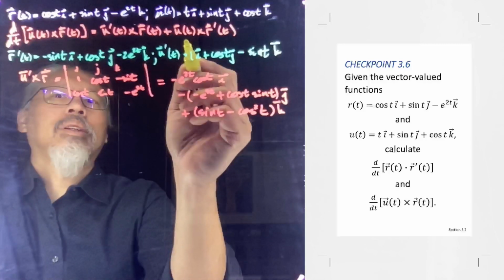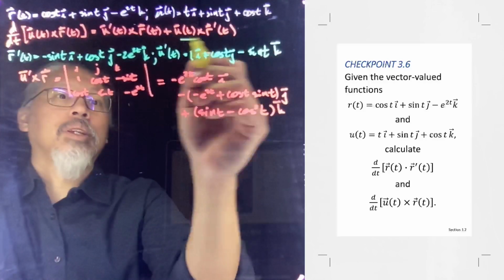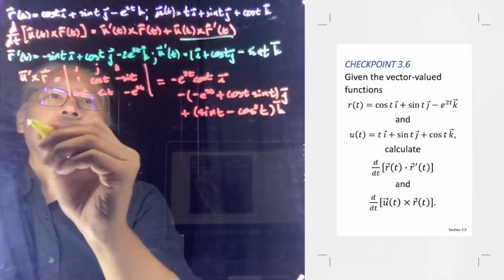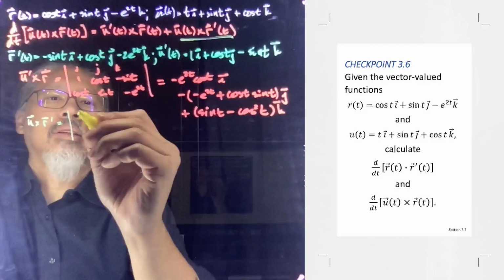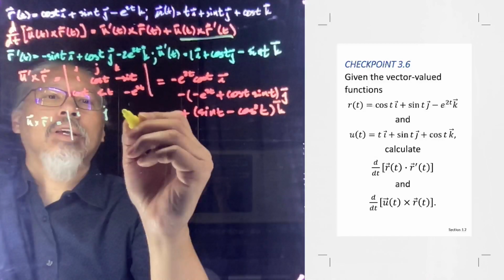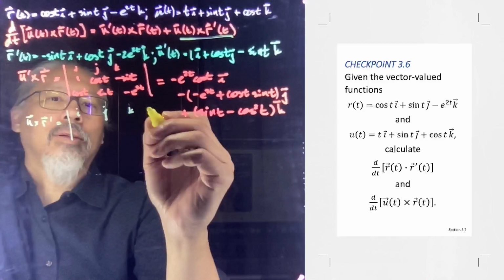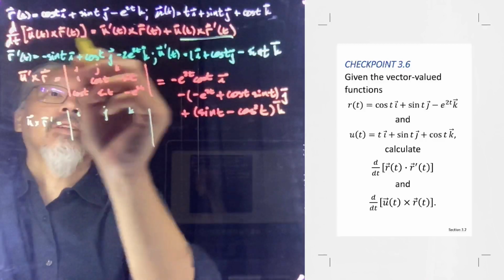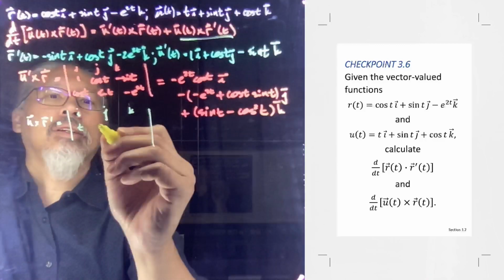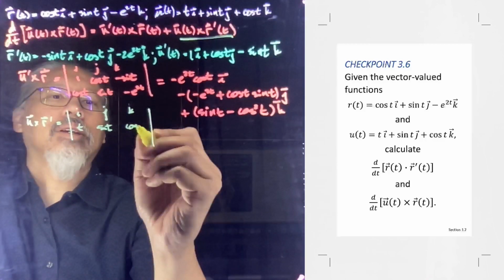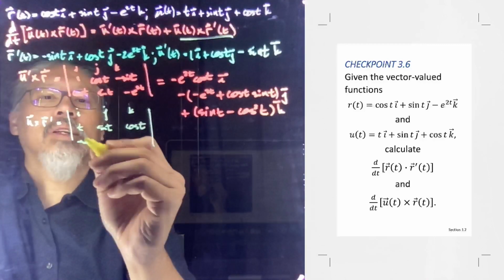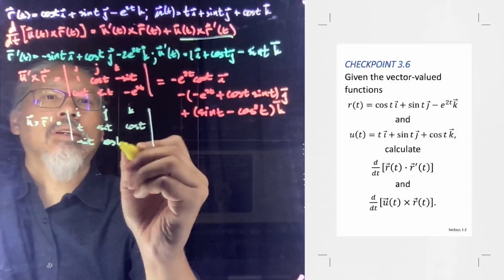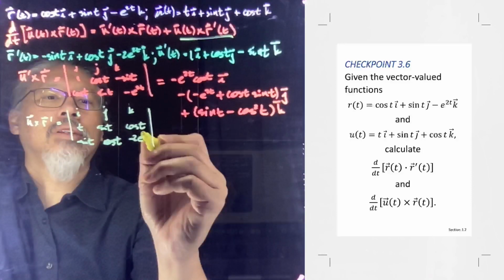The next one is going to be u cross r prime, and again start off with the i, j, k, and the u vector is t, sine t, cosine t. The r prime vector we found over here: negative sine t, cosine t, negative 2e to the 2t.